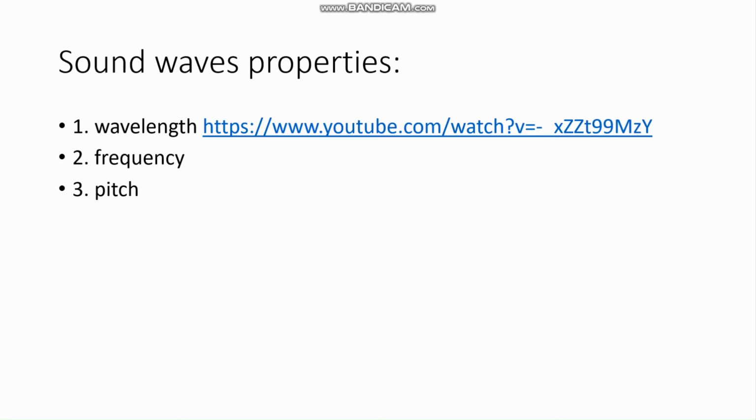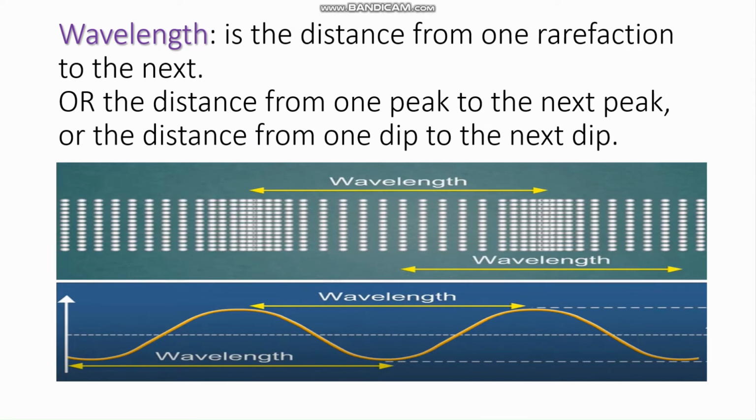Sound wave properties. Today we start with these three properties of the sound waves: wavelength, frequency, and pitch. Let's start. First one, wavelength, is the distance from one rarefaction to the next, or from one compression to the next, or the distance from one peak to the next peak, or the distance from one dip to the next dip. We have to measure it, by the way, to find the wavelength.